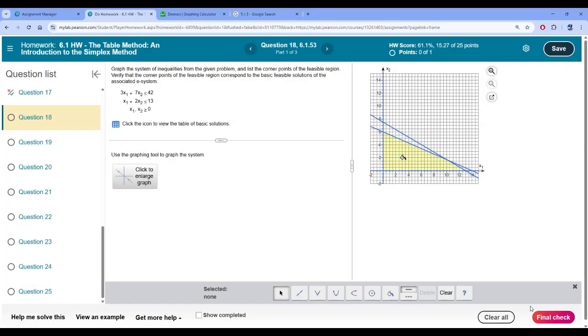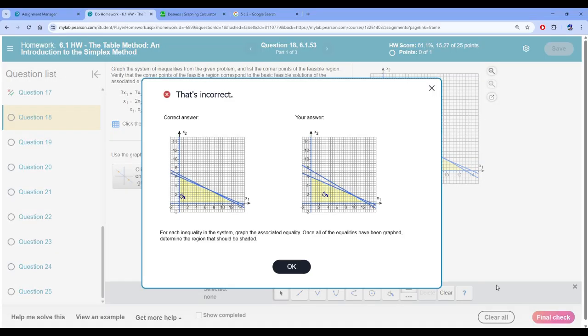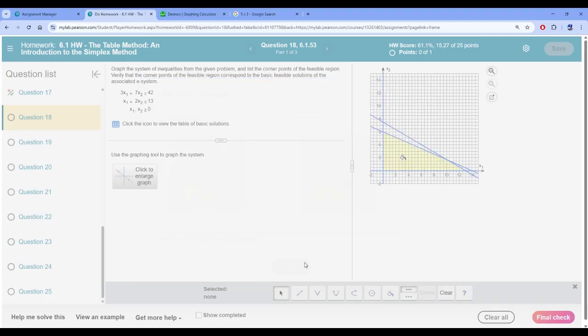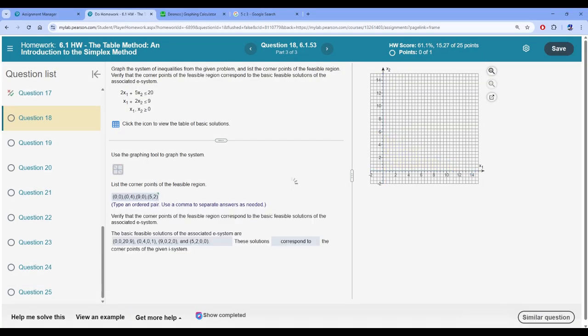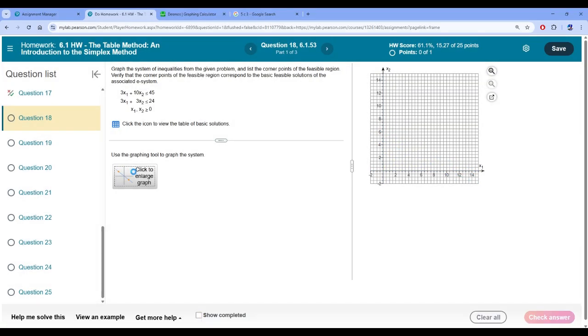Determine the region that should be shaded. My top line is off? Oh, because 13 divided by 2 is 6.5, not 7.5. Oh my goodness. That was a brain fart. I'm gonna do that one over.